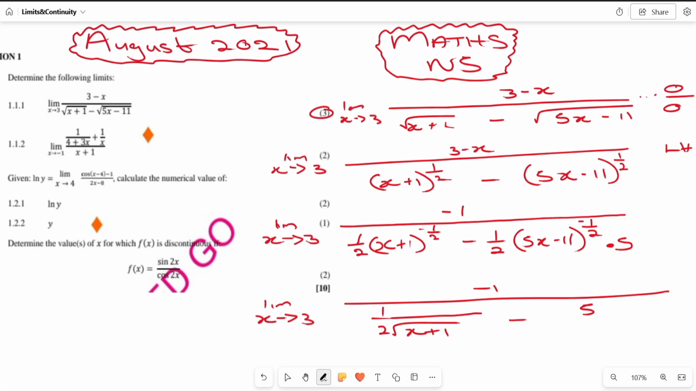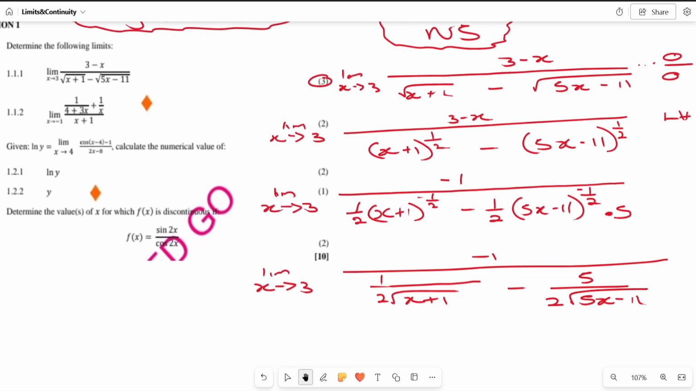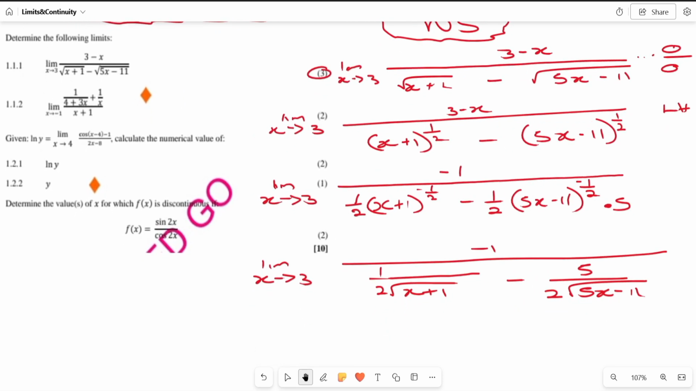So it's going to be 5 here, and then we'll have the 2 here, and then what's happening here, we're going to have 5x minus 11. Okay, and then we're going to bring in the 3. So what do we do? We bring in the 3 and see what happens. So guys, by substituting 3 in here, we're going to have, let's just see, lim x approaches 3.